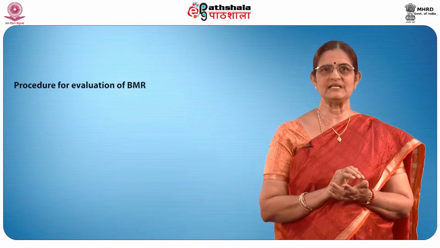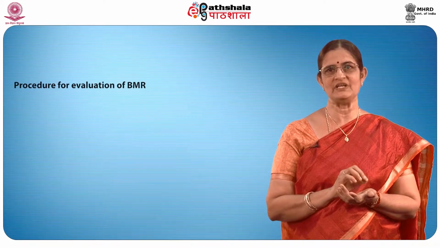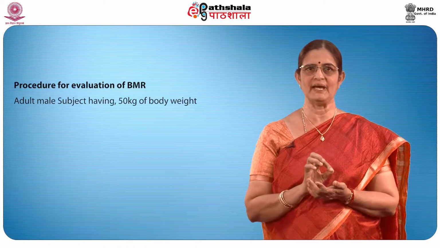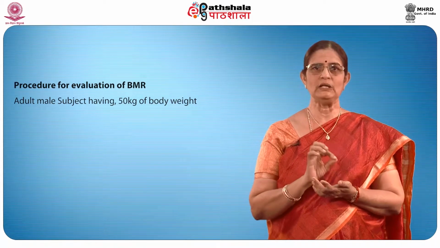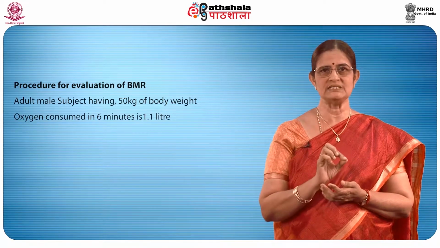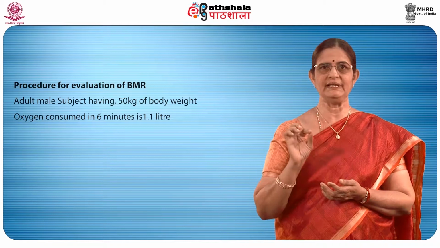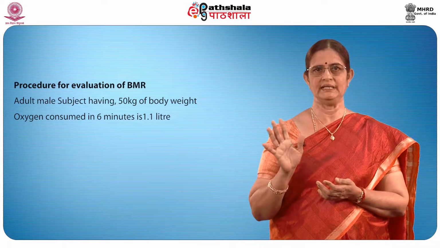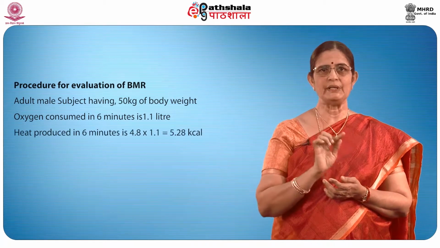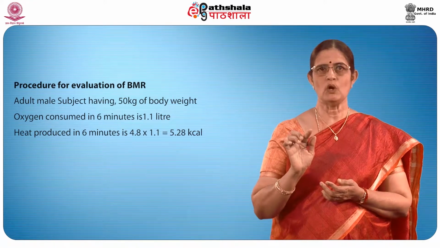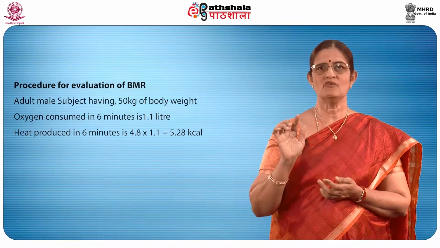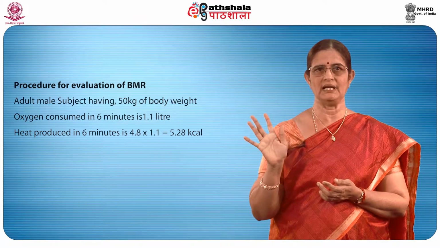Now we are going to see the procedure for evaluation of BMR. For example, take an adult man having 50 kilograms of body weight, whose oxygen consumption in 6 minutes is 1.1 liters during the test time. That means the heat produced in 6 minutes is 4.8 into 1.1, that is 5.28 kilocalories.